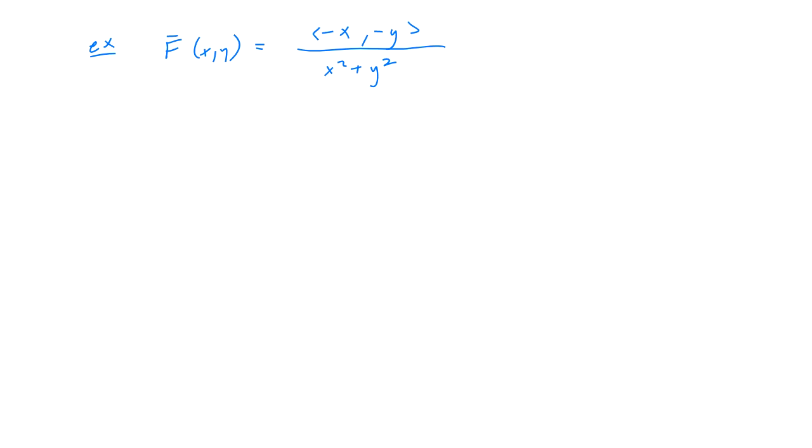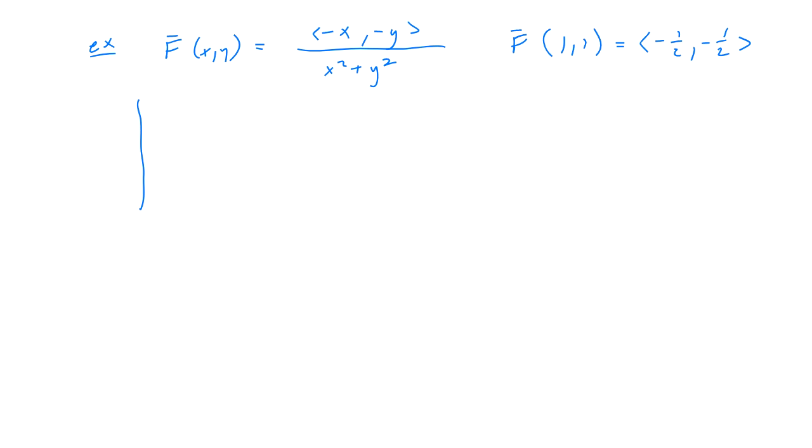Here's a vector field that is due to a force. If I start putting in points, for example, I notice that at (1, 1) it is (-1/2, -1/2). If I put in (1, 0), I get (-1). So I can start graphing them.